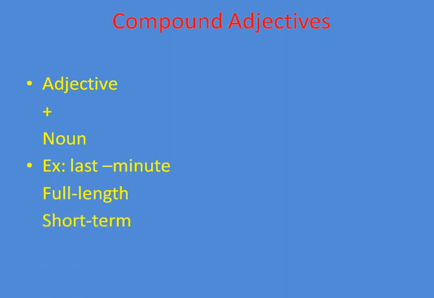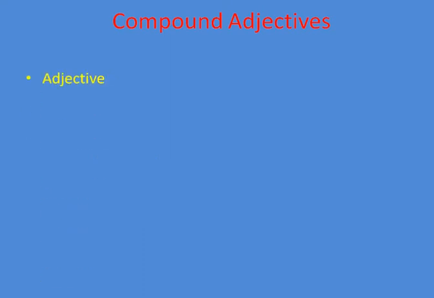I am giving you one more example: short term. You can use a present participle along with an adjective to form a compound adjective, like in this example. Good is the adjective, looking is the present participle. The ing form of the verb is called the present participle. So good is the adjective, looking is the present participle. When used together, it is good looking.